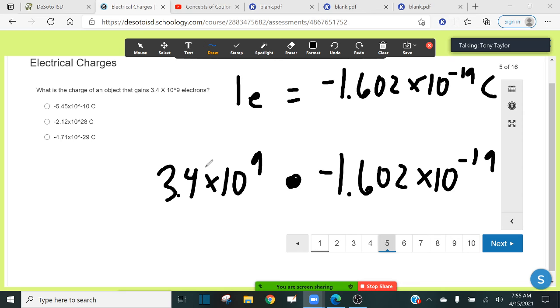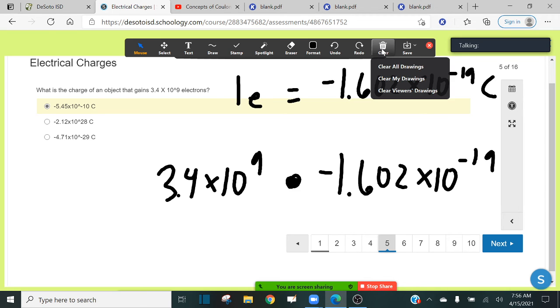Okay, guys, when I put that in my calculator, I got negative 5.45 times 10 to the negative 10 coulombs. So that's my answer there. Any questions on what I did there? Again, I'm just showing you guys how to work out some of these problems whenever you get to it in Schoology. All right, let's do one more.